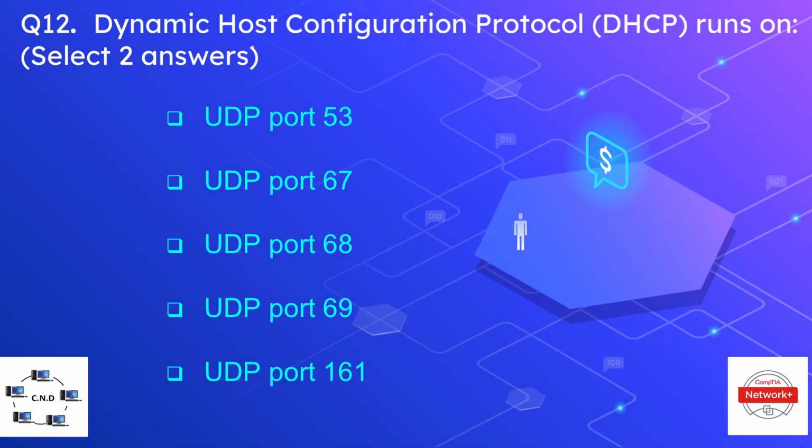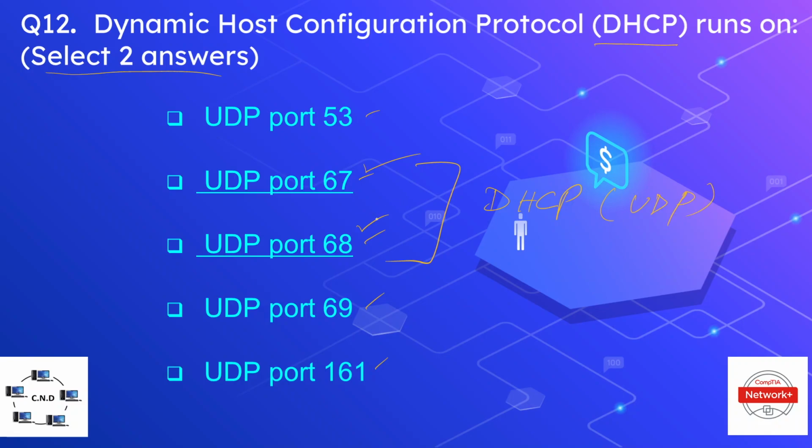Question number 12 is that the Dynamic Host Configuration Protocol or DHCP runs on, and we have to select two correct answers, and the options are UDP port 53, UDP port 67, UDP port 68, UDP port 69 and UDP port 161. And the correct options are UDP port 67 and UDP port 68, and both of these ports are UDP.